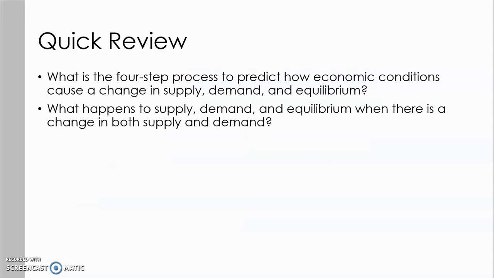As a quick review, what's the 4-step process to predict how economic conditions cause a change in supply, demand, and equilibrium? And what happens when there's a change to both supply and demand?